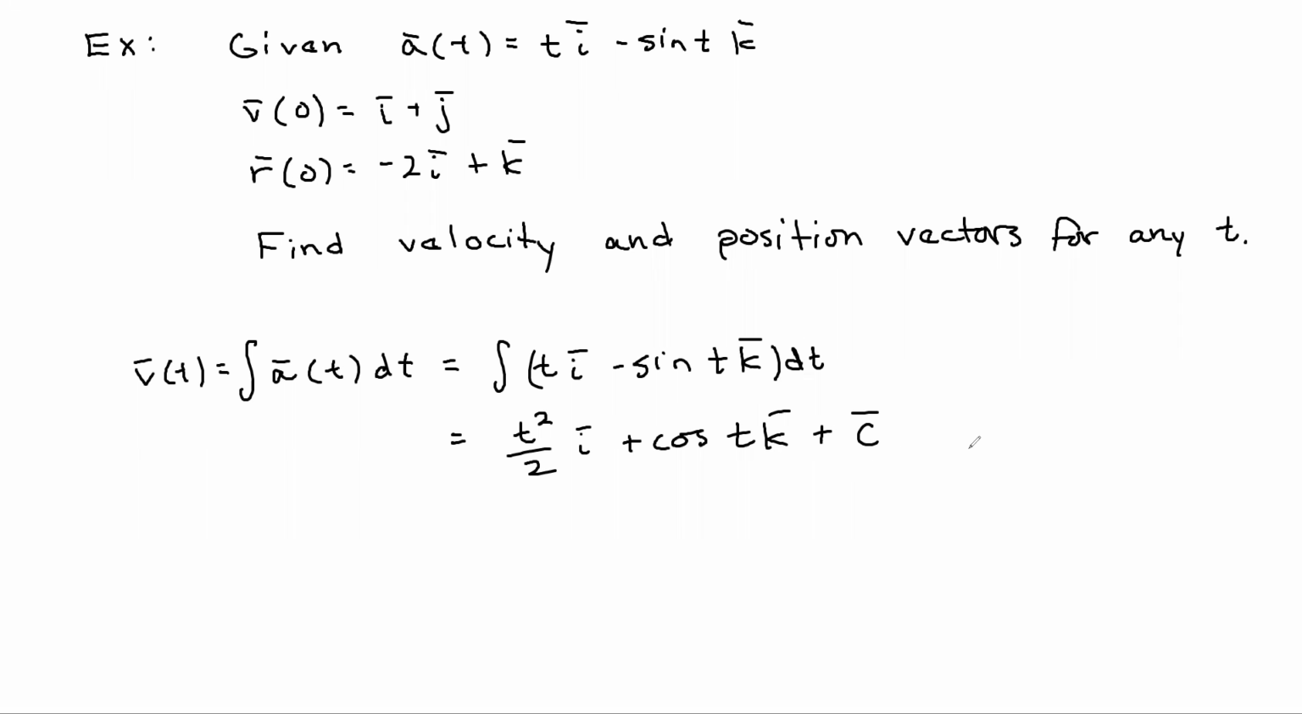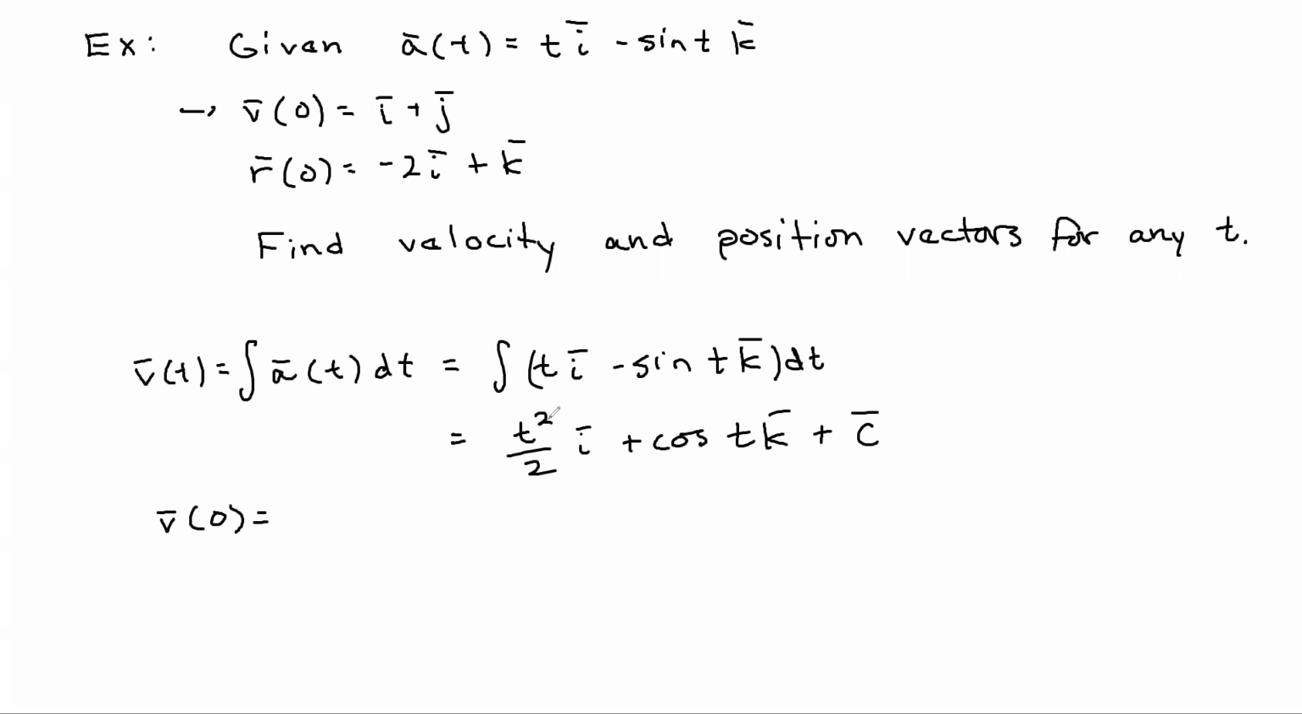You don't have to do that. It would just be an option if you found the idea of adding a constant vector confusing. Anyway, once you've gone through and found the velocity and it has this plus c, we're going to use our initial condition to figure out what c is.